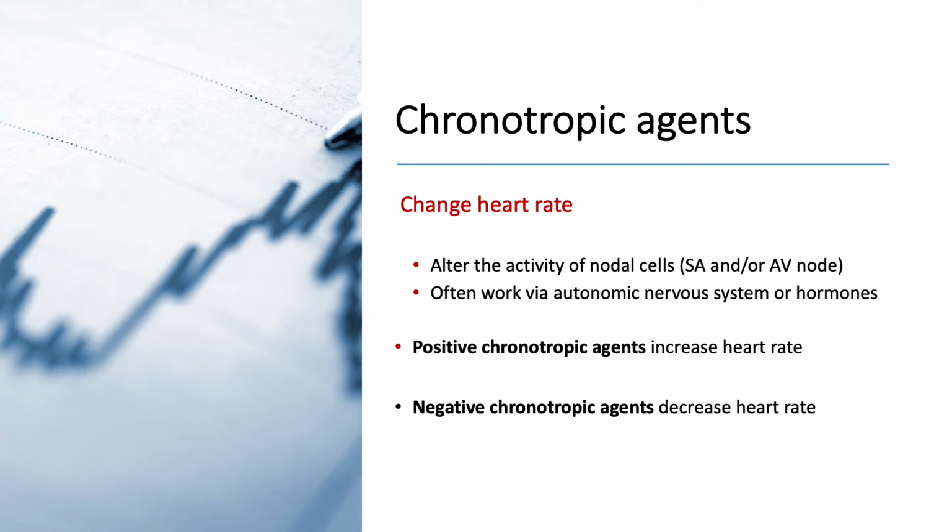So for example, we're talking about a sympathetic response. That's going to be norepinephrine, or the epinephrine that is released from the adrenal glands. Okay? So we can have agents that increase the heart rate, and we call those positive chronotropic agents, or we can have agents that decrease or slow the heart rate, and we call those negative chronotropic agents. So here I'm just defining some new terms and applying it to the things you've already learned today.